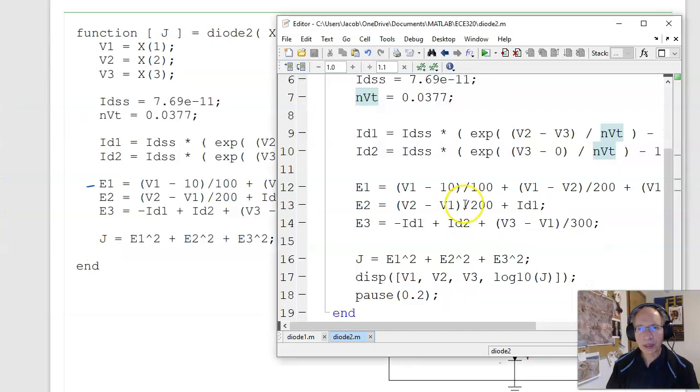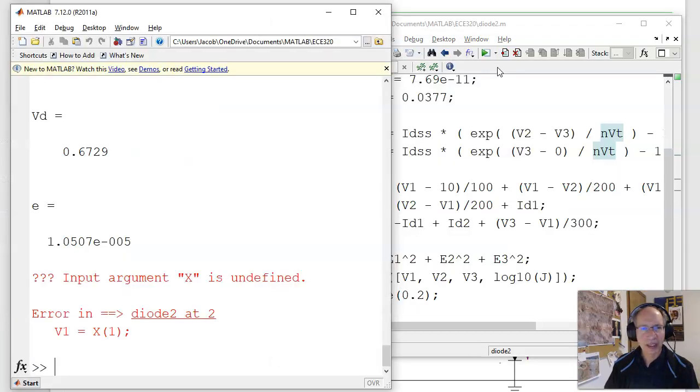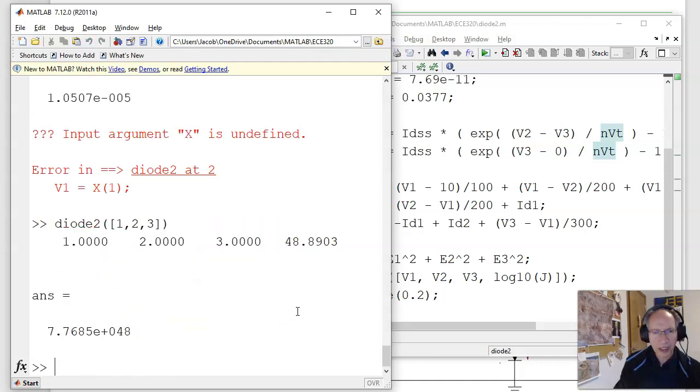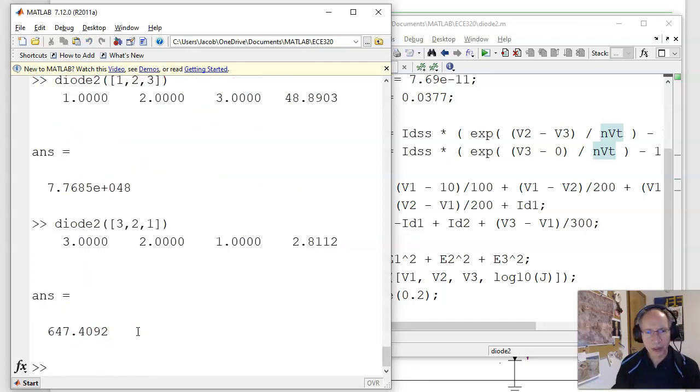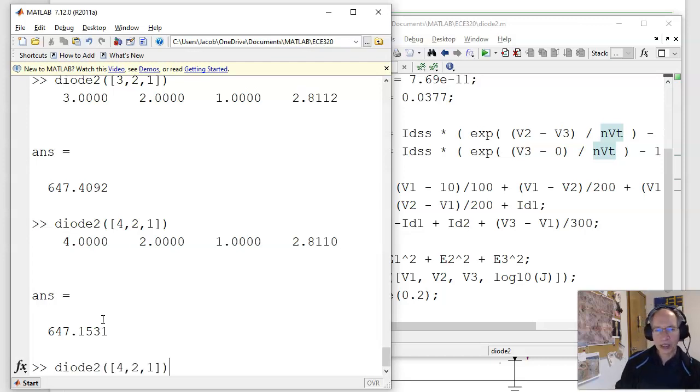So now in Matlab, again, this guy can't run. If I try to run it, it gives me an error message. In Matlab, I can run it. Let's try Diode2. And I'm going to guess the voltages are 1 volt, 2 volts, 3 volts. Did I get it right? The sum squared error is 10 to the 48th, saying that was a really lousy guess. Okay, let's try 3 volts, 2 volts, 1 volt. That was better. Now the sum squared error is only 647. Is it 4 volts, 2 volts, 1 volt? A little bit better.